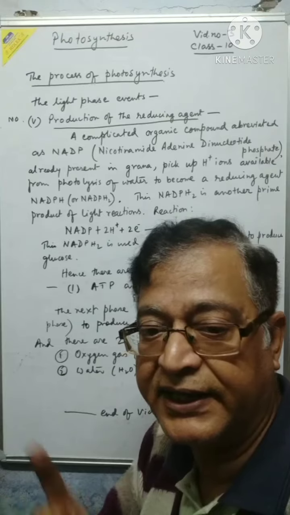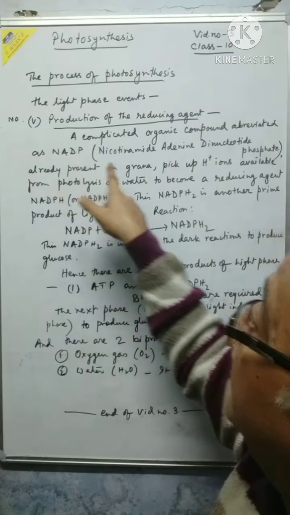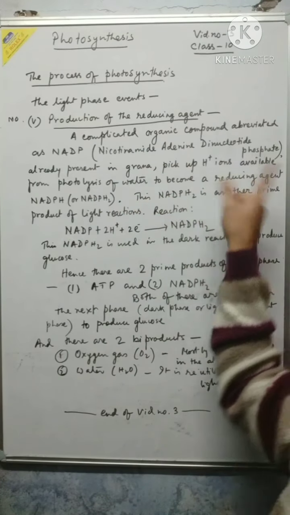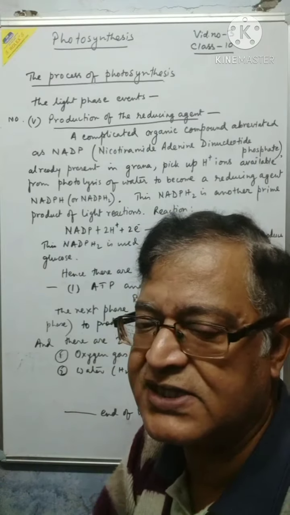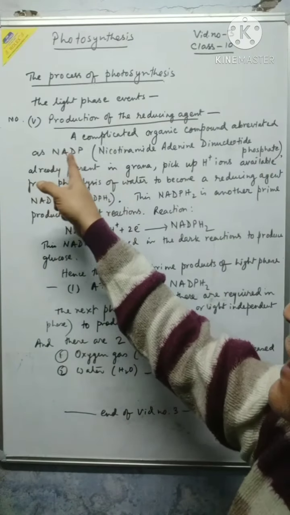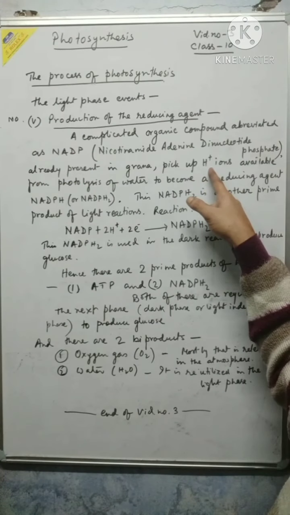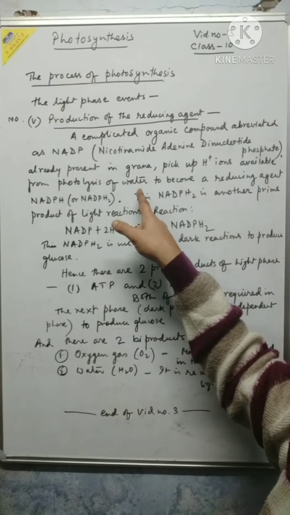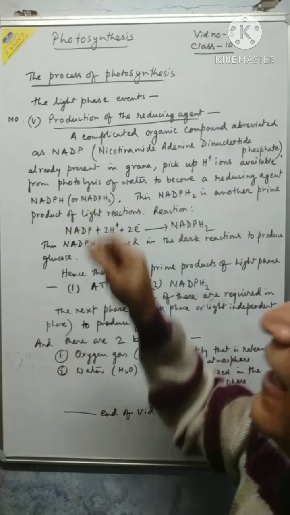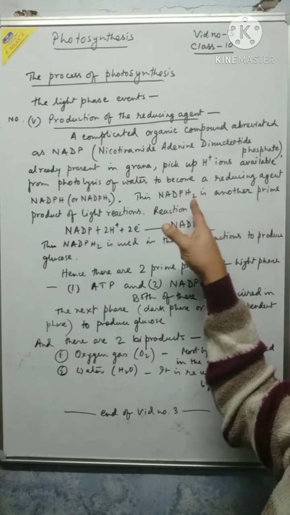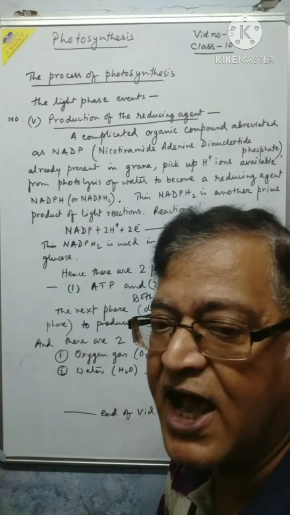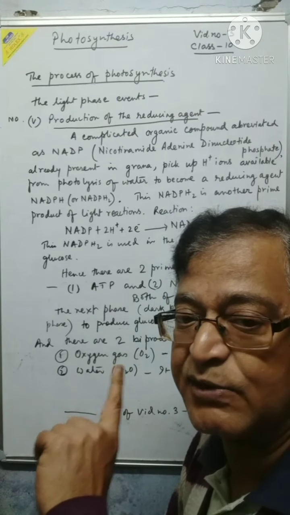Nicotinamide adenine dinucleotide phosphate. This is already present in the cells, already present in the grana, and picks up H plus ions. The H plus ions that were available from the splitting of water are utilized by NADP. They pick up H plus ions from photolysis of water to become a reducing agent, NADPH or NADPH2. This NADPH2 behaves like a reducing agent and will be utilized in the dark phase of reactions, and hence it is the end product of this light phase.